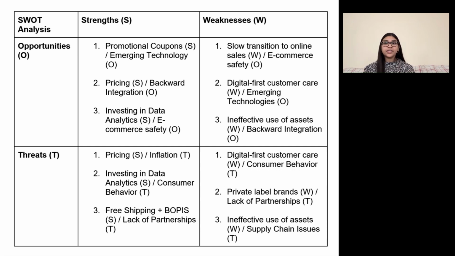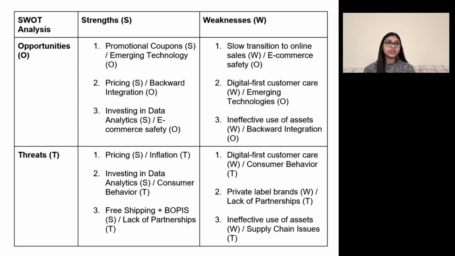This chart explains the results of our SWOT analysis. The first quadrant explains how we can take our strengths and use them to take advantage of an opportunity. Here we see that we can take our existing promotional coupon usage and use it to explore emerging technologies.